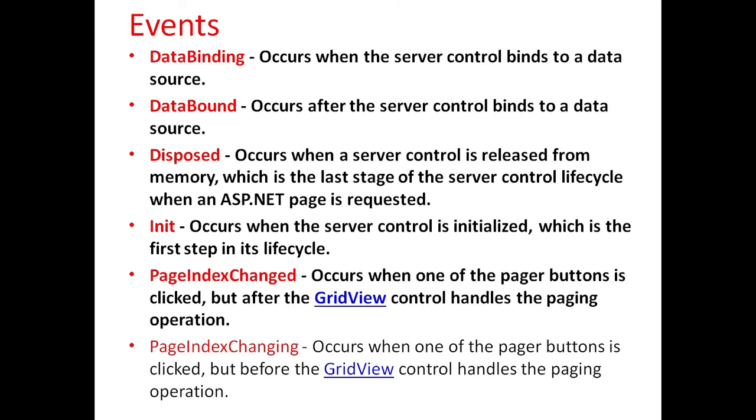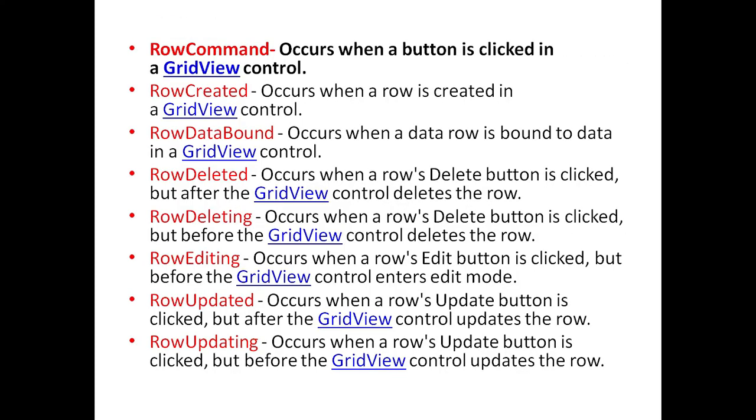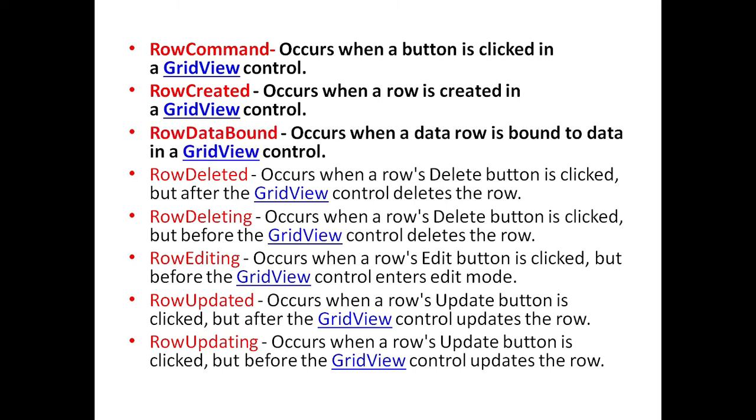PageIndexChanged event occurs when one of the pager buttons is clicked, but after the GridView control handles the paging operation. PageIndexChanging event occurs when one of the pager buttons is clicked, but before the GridView control handles the paging operation. RowCommand event occurs when a button is clicked in a GridView control. RowCreated event occurs when a row is created in a GridView control. RowDataBound event occurs when a data row is bound to data in a GridView control.